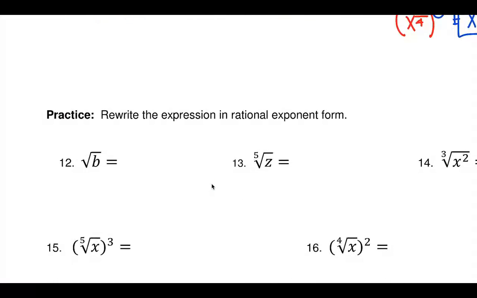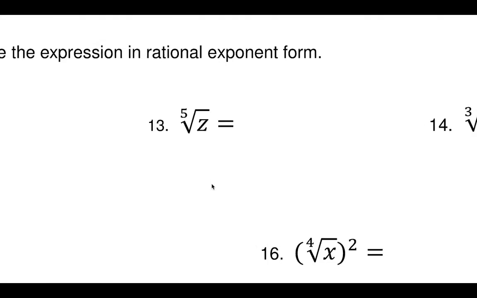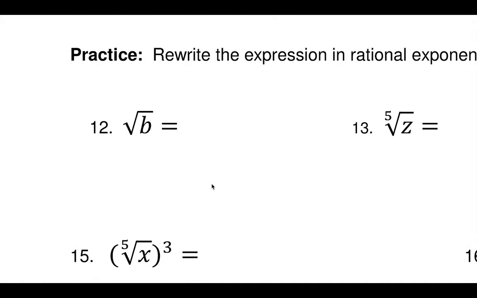Now it wants us to rewrite the expression in rational exponent form. Oh, that's what we were doing. We're just practicing. Sorry. Okay, so I want you to practice number 12. Put me on pause and then we'll go over it. Okay, so my base is B. There's no exponent, so I know it's a 1 on the inside, but there's no exponent outside either. If it's no exponent outside, then it is 2. So it's 1/2.